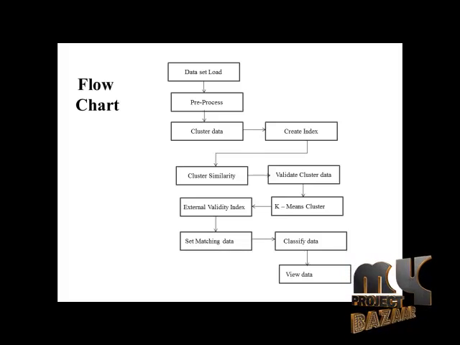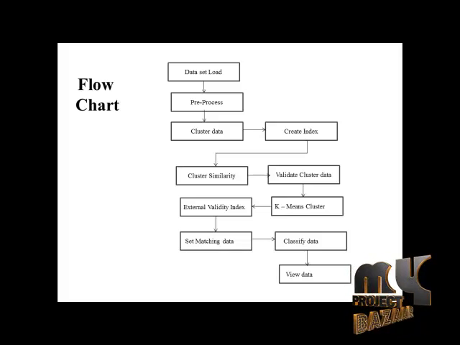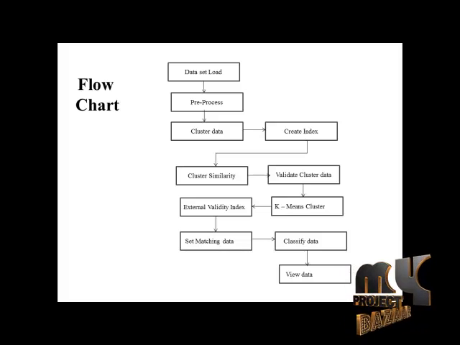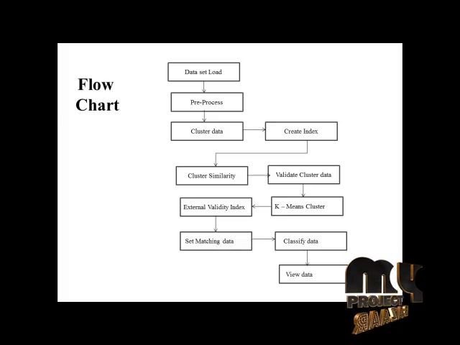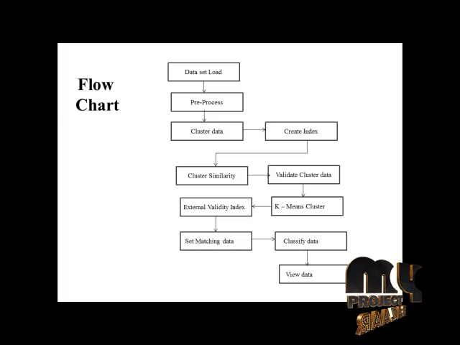The next one is the k-means clustering. Here we will use different attributes to process our data. In this section we will use k-means clustering. We process our data with a clustering method, but there are multiple techniques used for clustering data. Here we use k-means clustering, which is one of the optimized clustering techniques. The next one is the external validity index.